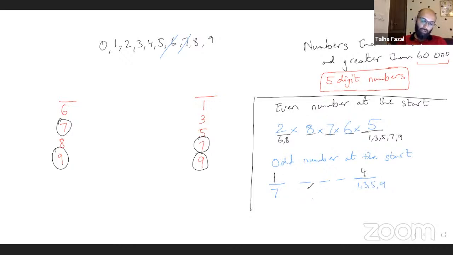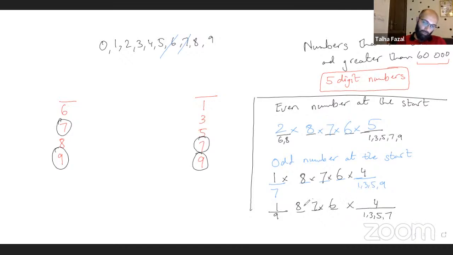Now again, I've selected 2 numbers, so I'll be left with 8, then 7, and then 6 numbers, because I really don't care about these numbers in the center. So I can fill this up this way. And this is the same way I can fill this up with 9 at the beginning, or 1, 3, 5, or 7 at the end. Again, I have 4 options here, 1 here, 8, 7, and 6.